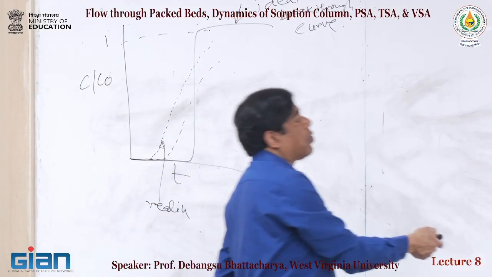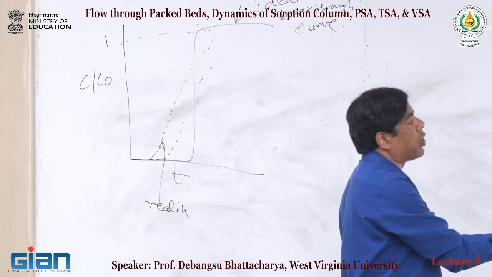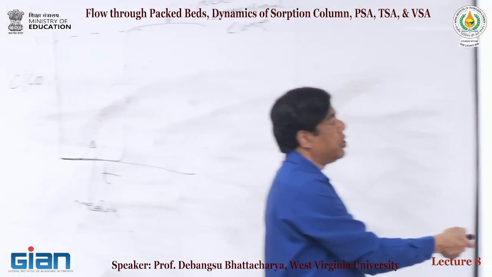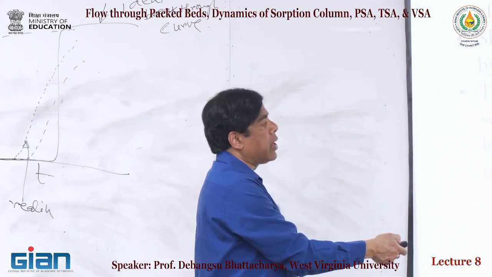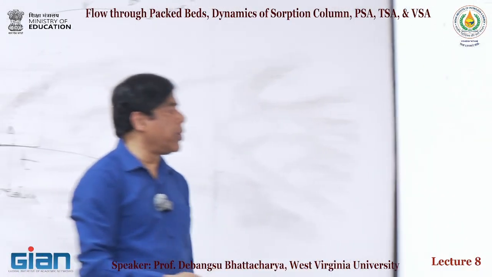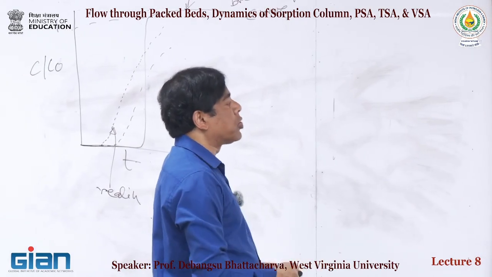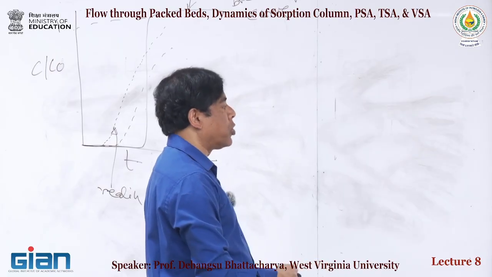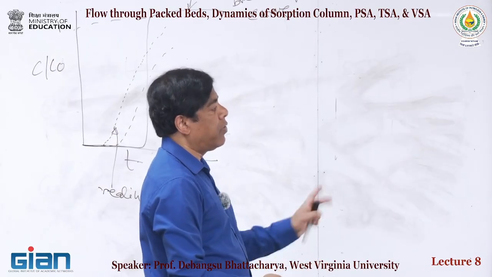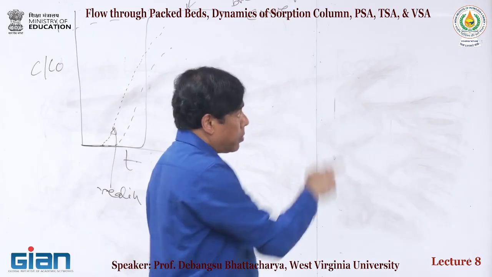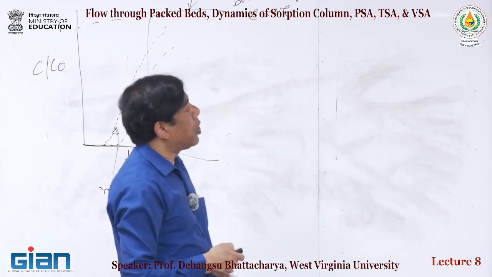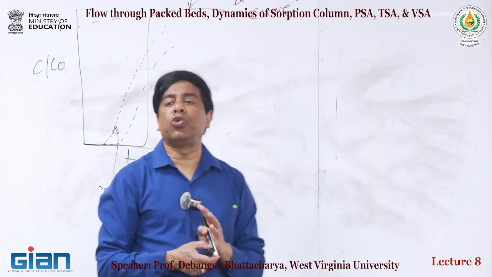As I said, you will see that only 30 to 40% of the bed is actually utilized, and that is where the problem is. Of course, a lower mass transfer resistance will lead to a longer breakthrough time for the same bed size and vice versa. This is actually one, I will show you results from two of our papers.